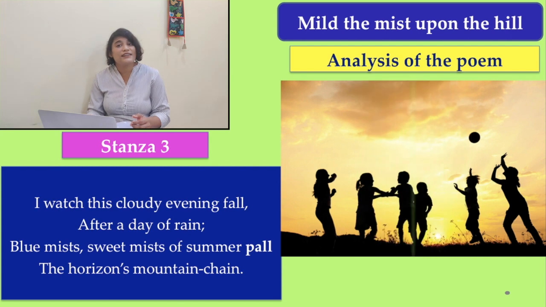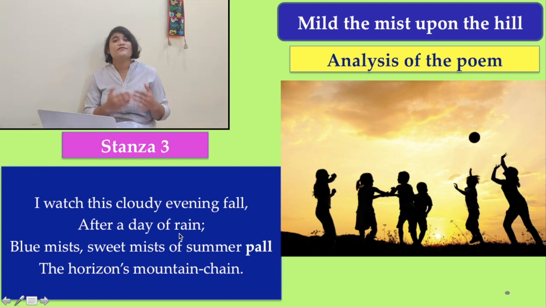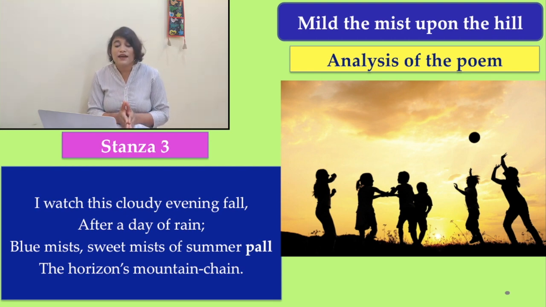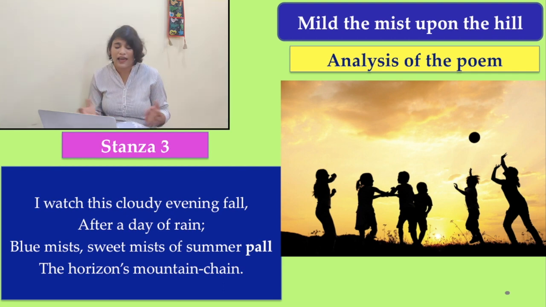Now look at the third stanza. In this stanza also, the poet recollects her past days. I watch these cloudy evenings. This is the present scenario after a day of rain. That is, in the first two lines, the poet tells us about the natural imagery, that is the cloudy evening after a day of rain. The rain and cloud, all these things tell us about the troubles of life.